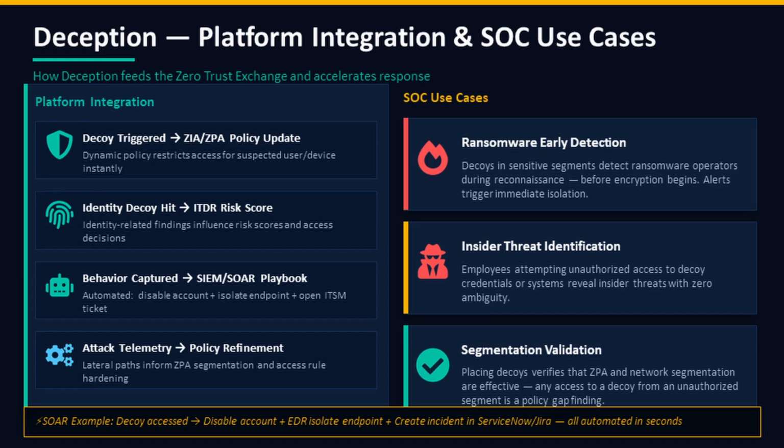And to make the automation picture concrete, a typical SOAR playbook triggered by a deception alert might automatically disable the suspicious account, trigger EDR to isolate the endpoint, and open an incident ticket in ServiceNow, all within seconds of the decoy interaction. No analyst action required for the initial containment.